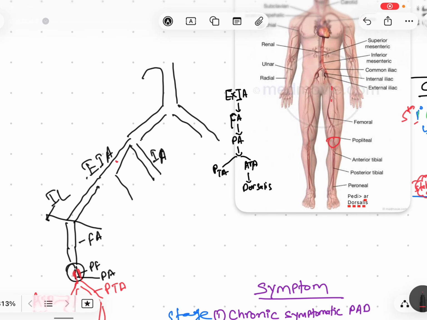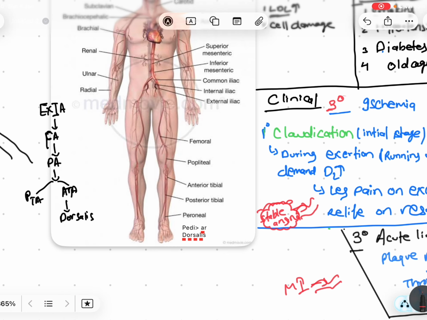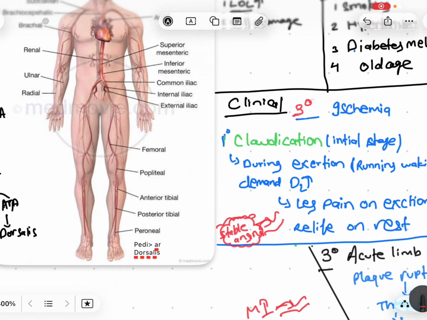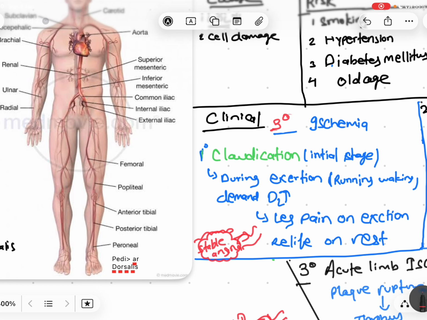A clot can form anywhere, like here, anywhere. These are the clots. The external iliac artery goes to the femoral artery, then it is converted into the popliteal artery. The popliteal artery is converted into the posterior and anterior tibial artery, and then it goes to the dorsalis. In the diagram you can see the iliac arteries, here the femoral artery, and the popliteal fossa. The popliteal artery is converted into the tibial artery.